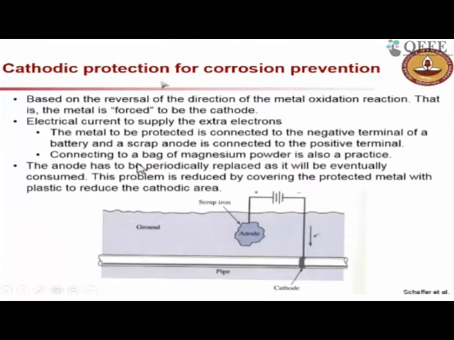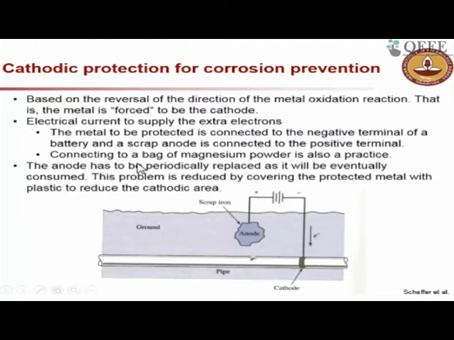Now, cathodic protection for corrosion prevention. This is a technique which is widely used, especially for cases where you already have an idea that it is going to corrode, and there is no other way to protect the structure. In such cases we assume that okay, corrosion is going to happen, so let's do something to protect it from corrosion.